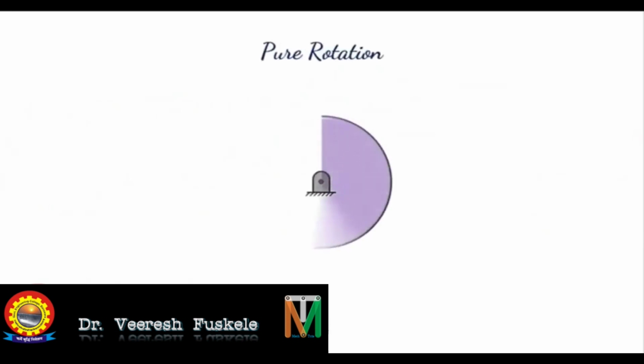Let us see what pure rotation is. In pure rotation, the body will be rotating about the center of mass of the body, and at this point the direction of velocity will be in this direction and it will be omega r.